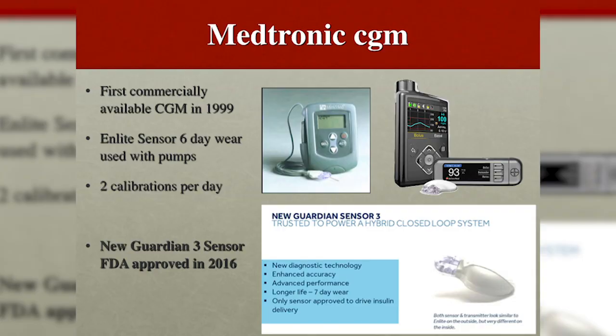The first commercially available continuous glucose monitoring device was designed by Medtronic, and it was available since 1999, and I actually had the pleasure of using it. It was a pretty big device. The actual sensor was pretty long, 17 millimeters, and pretty painful to put on.